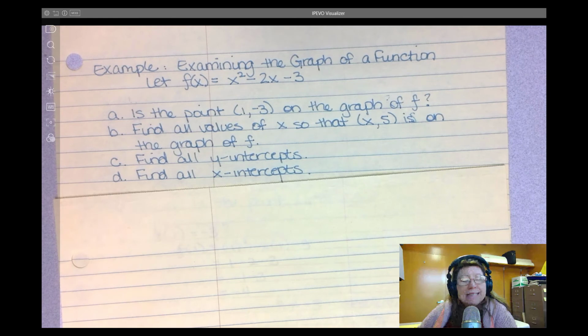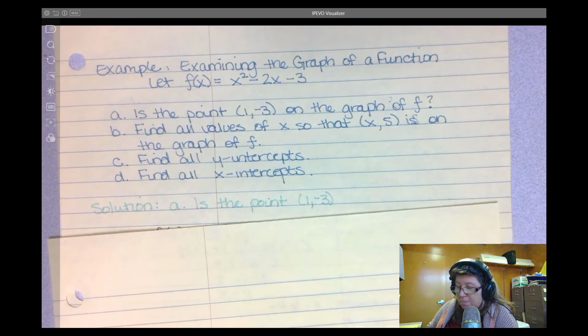All right. Let's examine the graph of a function. We're going to let f of x equal x squared minus 2x minus 3, and we're going to ask a couple questions. Number one, is the point (1, -3) on the graph of our function? We're going to find all the values of x so that 5 is on the graph of f. We're going to find all of the y-intercepts, and we're going to find all the x-intercepts.